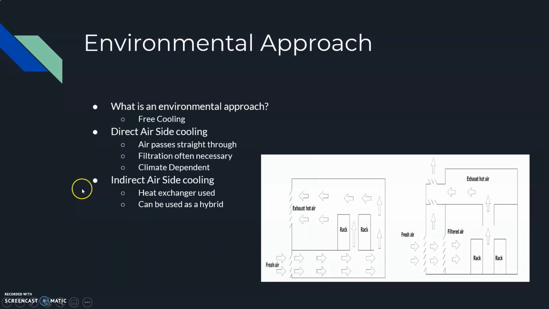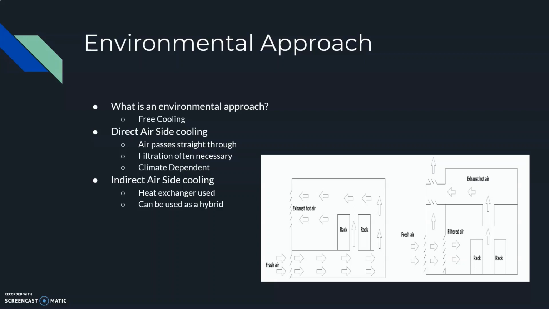So I talked about the three different approaches, and our first approach to try to improve data centers from a sustainability standpoint is an environmental approach. This is usually referred to as free cooling. Now, free cooling doesn't mean that it doesn't cost anything. It means that you're using the environment to get rid of your excess heat. Essentially they call it free cooling because the heat is released out into the environment.